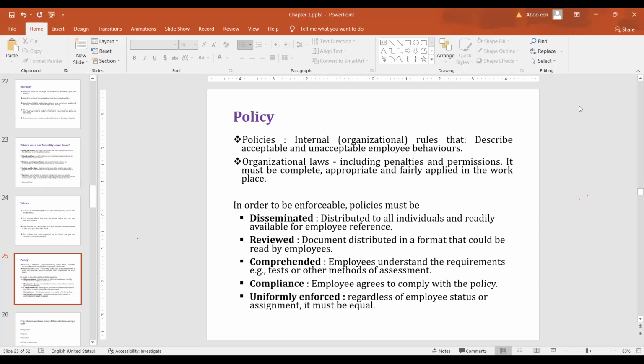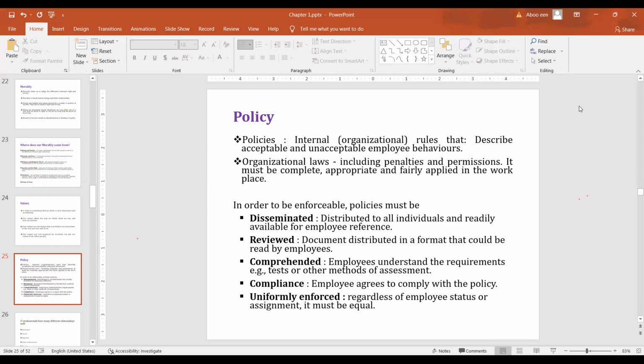In order to be enforceable, the policies must be disseminated, reviewed, comprehended, complied with, and uniformly enforced. In a sense, if any organization wants to implement its organizational policies, they must be disseminated. The policy should be clearly communicated to employees, made available, and employees must learn from those policies.